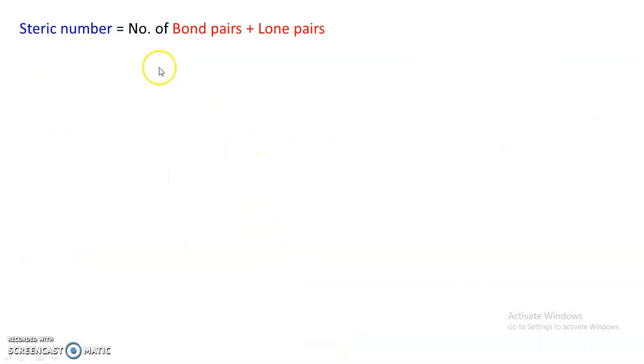Now the steric number is equal to the number of bond pairs plus lone pairs. The number of bond pairs is nothing but the number of atoms attached to the central atom, that is xenon. So 3 atoms are attached to xenon, 2 fluorine and 1 oxygen. So steric number is 3 plus 2: 3 is the number of bond pairs, or atoms attached to xenon, plus 2 lone pairs, that is equal to 5. So the steric number is 5, which means its hybridization is sp3d, and the possible geometry is trigonal bipyramidal.